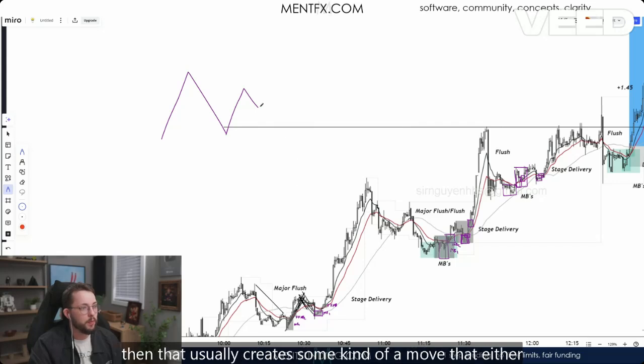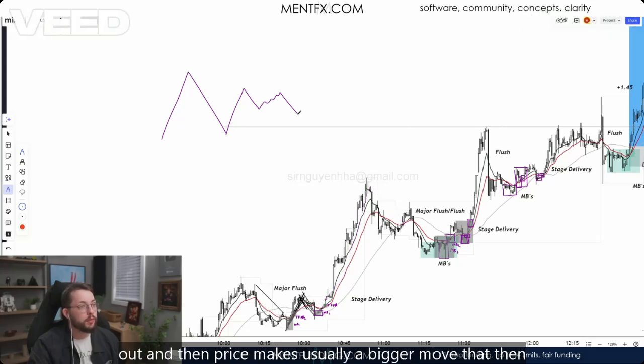So that's all happened now. Then that usually creates some kind of a move that either keeps going or flushes out further. So I'm assuming that flushes out like this. So I'm assuming that this created that move and then flushed out. And then price makes usually a bigger move that then flushes out.